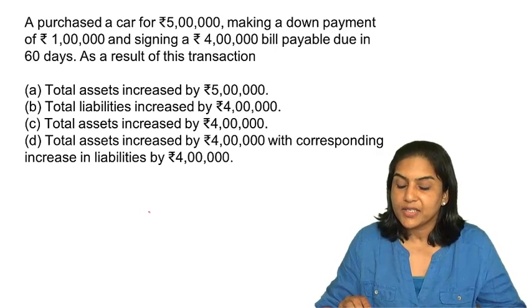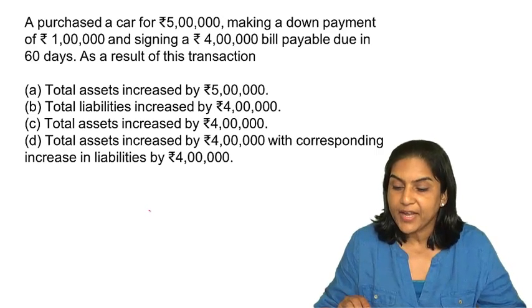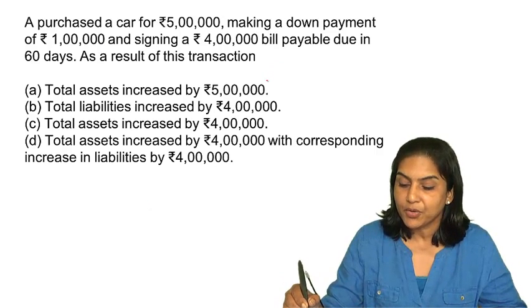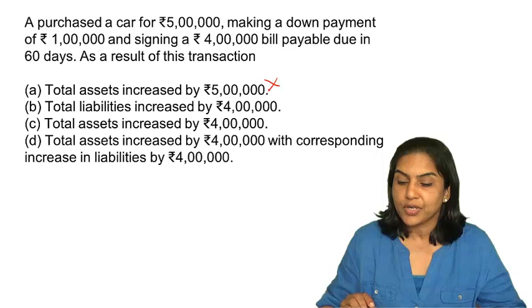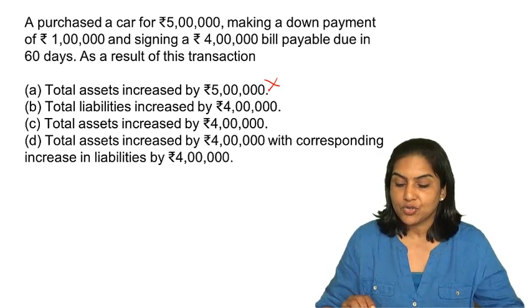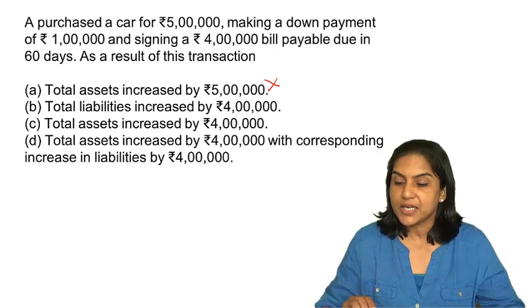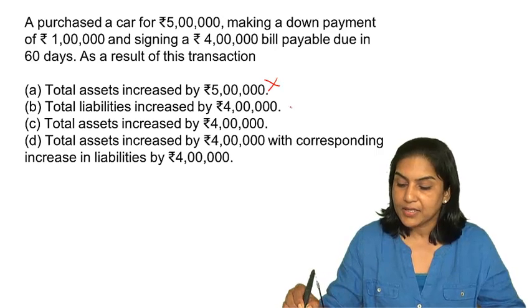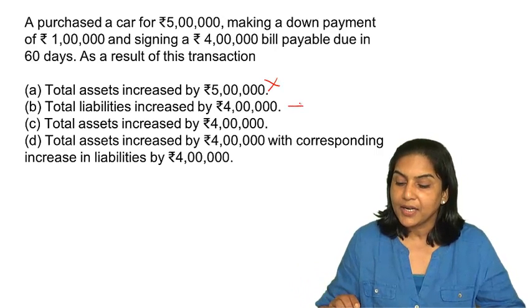First says total assets increased by 5 lakh, which is not true because though the assets of 5 lakh have come in, there has been a down payment of 1 lakh. Your assets have actually increased by only 4 lakh. So this is not correct. Signing a 4 lakh bill payable due in 60 days. Total liabilities, yes, total liabilities have increased by 4 lakh. This is partially correct.